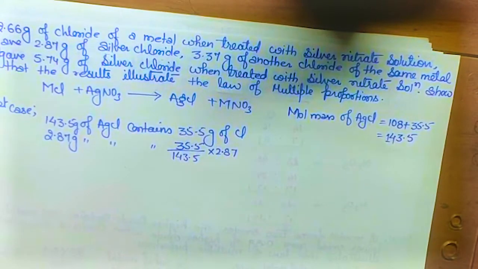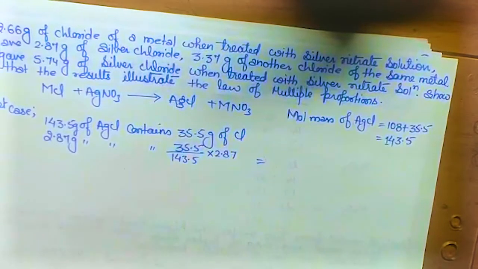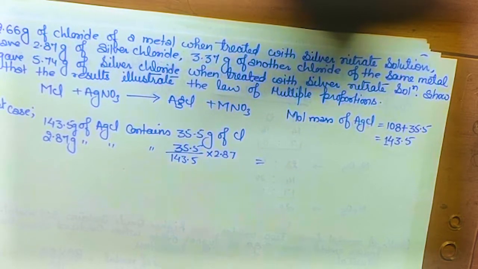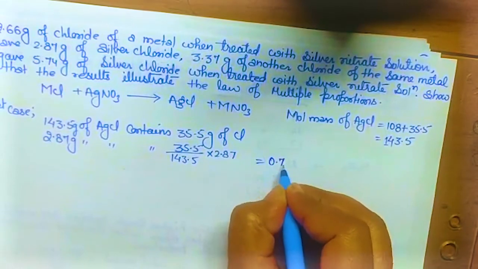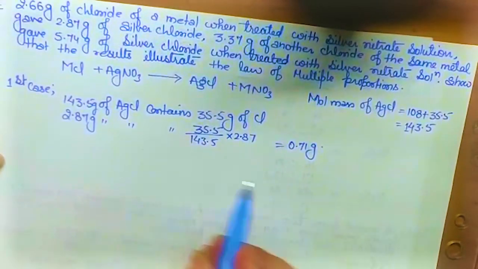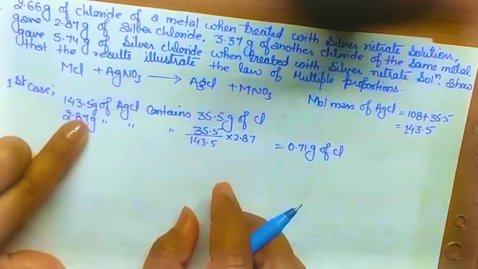You have done it in class 8th. Yes? So solve it. I am using a calculator, but as I said, you are supposed to do it manually. Got it? This is 0.71 gram. Clear? Now this much chlorine is present in this.